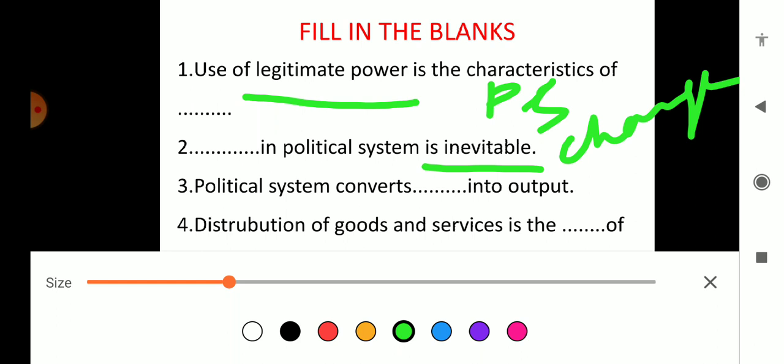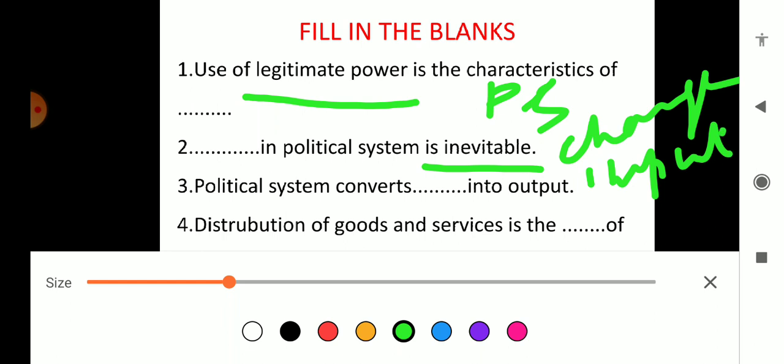The next question is, political system converts in dash into output. So we should ask ourselves the question, what does political system convert into output? Political system किस चीज़ को output में बदलता है? We know that the political system has two functions. One is input function, the other is output function. Then we will reach the conclusion that political system converts inputs into outputs, right? So the answer here would be inputs.